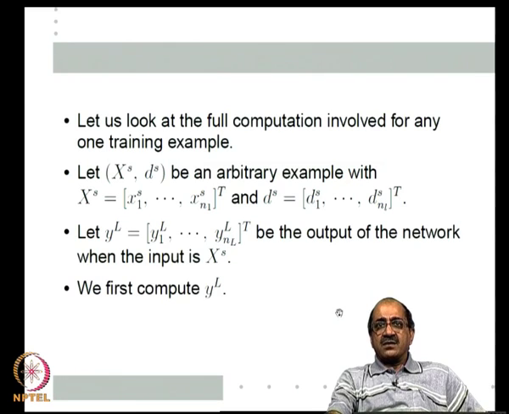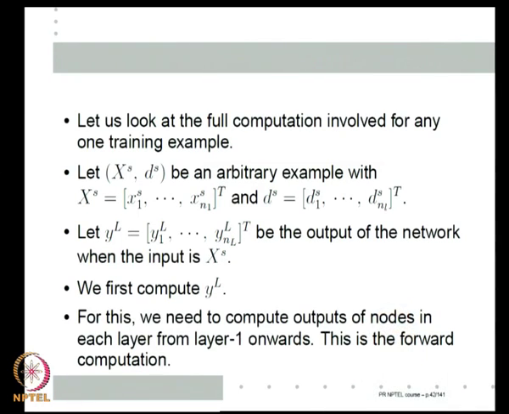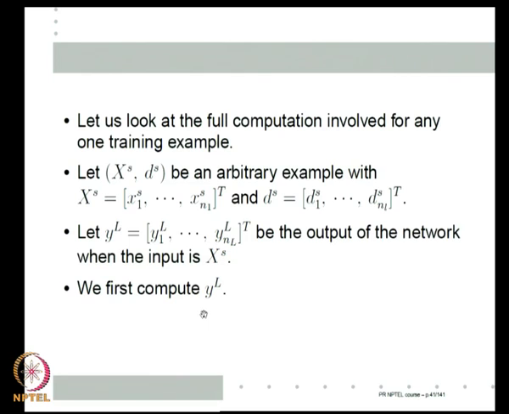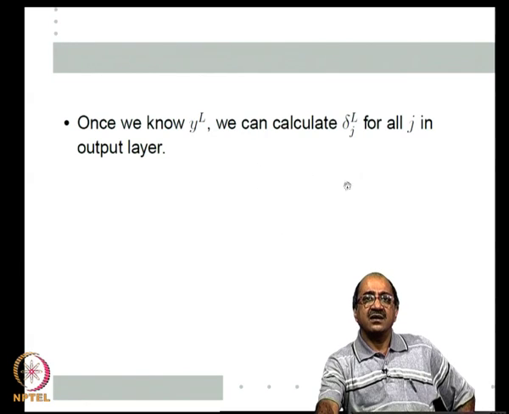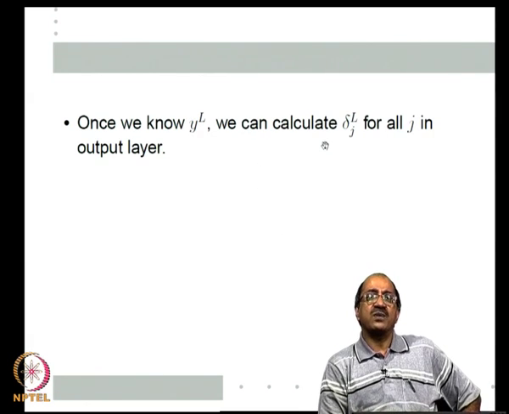This is what we first do, and we can think of this as the forward computation. What do we have to do for forward computation? We first put the current input x's at the input layer, and then successively from layer 1 onwards keep calculating outputs at the next layer, and then at the end we will have the output of the network. Once we calculate the output of the network, we know the desired output, and hence we can calculate delta_j^L for each node in the output layer.